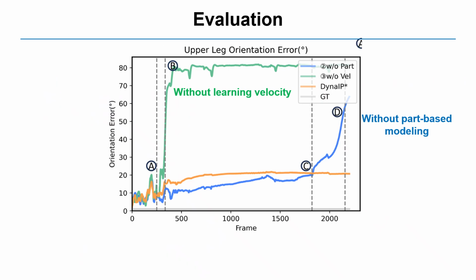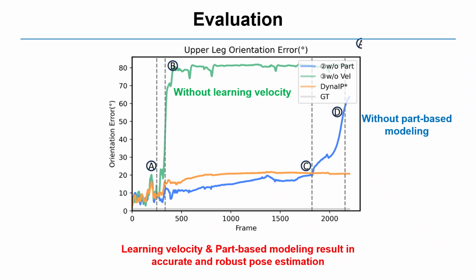They also visualize the impact of their two key designs, pseudo-velocity regression and part-based modeling, on overall leg orientation error over time. The green curve is orientation error of model trained without learning velocity, and the blue curve is orientation error of model trained without part-based modeling. Lower is better. Dynamic Inertial Poser is orange. You can see the Dynamic Inertial Poser makes smaller error than the green and blue curves. This figure clearly shows that learning pseudo-velocity and modeling body parts separately are both essential for accurate, robust human pose estimation.